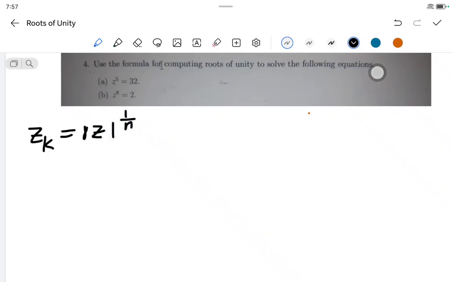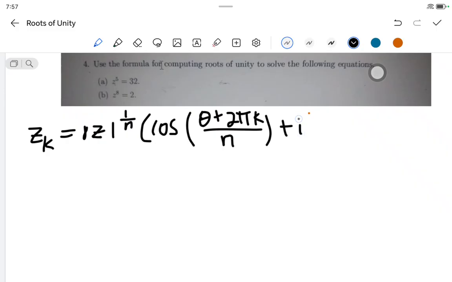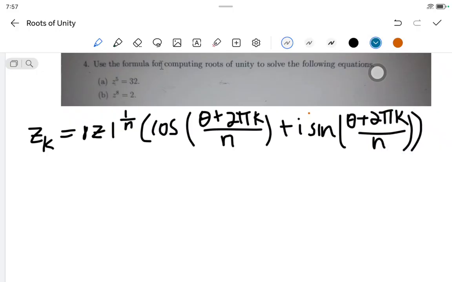the modulus of z to the exponent 1 over n. And then we have cos of theta, or we can call it arg of z, plus 2 pi k all over n, plus i sine of theta plus 2 pi k over n. But how did we get to this formula? That is the question.